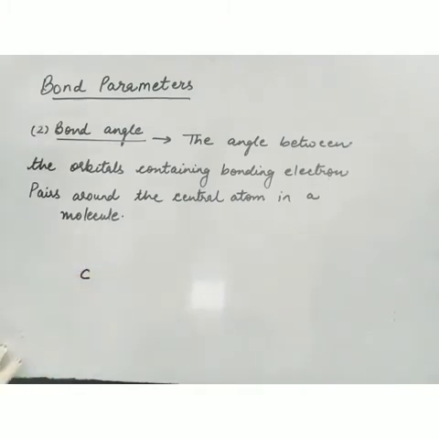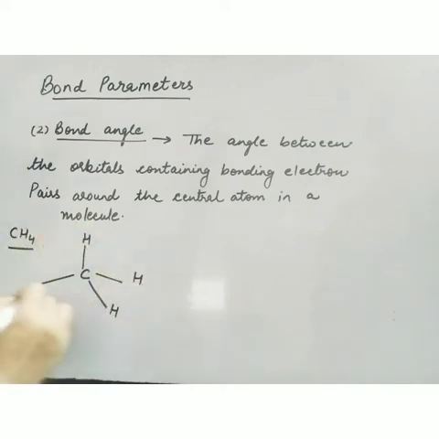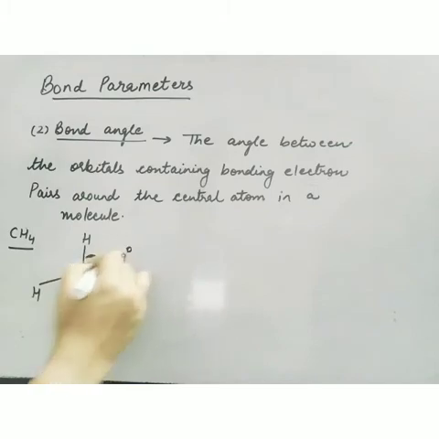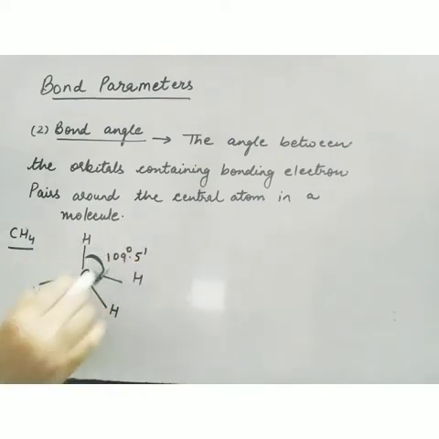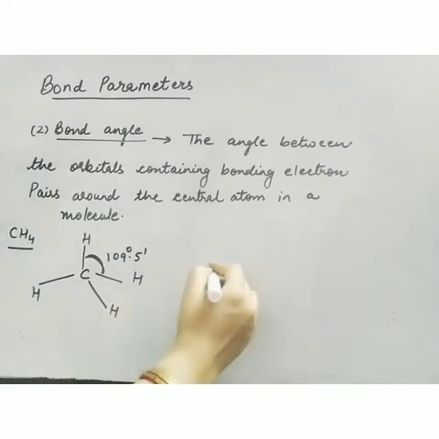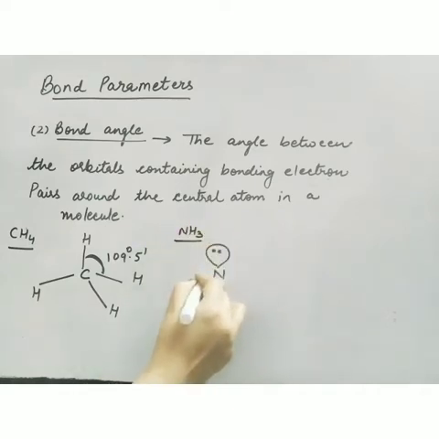Suppose this is my central atom and these four bond pairs are there. Now suppose this example is methane, and we very well know what is the geometry of methane. It is tetrahedral. So what is bond angle now? This angle between the bond pairs is known as bond angle. It is like this, and all the bond angles will be same. Now suppose this is the next molecule, that is ammonia. Now ammonia is having one lone pair, this we know.